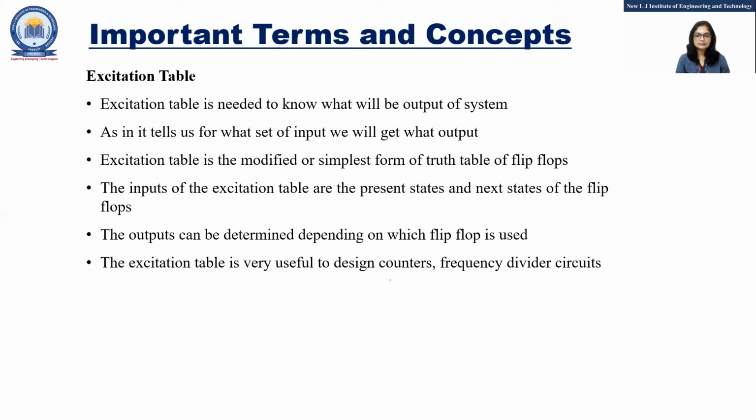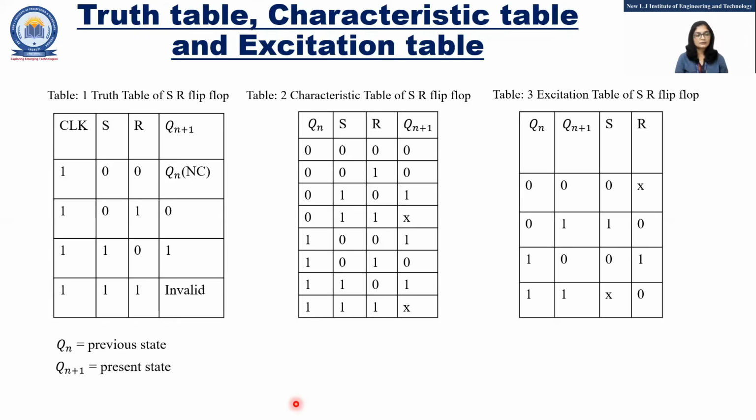Now, excitation table. Excitation table is needed to know what will be output of system, as in it tells us for what set of input we will get what output. So here inputs are present state as well as previous state and outputs are flip-flop inputs. Now we will see truth table, characteristic table and excitation table of different types of flip-flops.